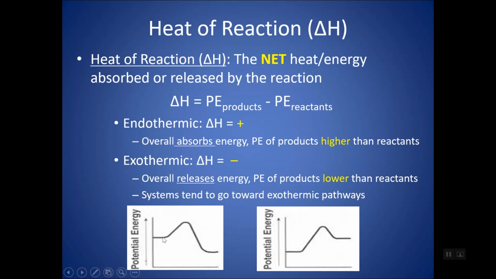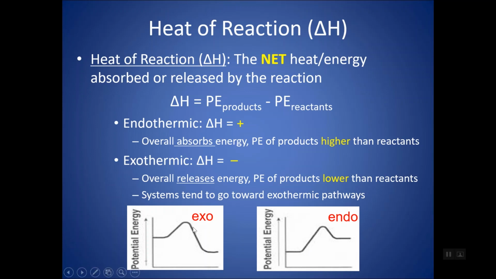So if I look at these, reactants, products. If I notice here, the reactants are higher than the products. Overall, I am releasing energy. So this would be exothermic. If I were to subtract products minus reactants, the products are lower, I would get a negative delta H. And look at this one. Overall, the energy is going up. So overall, this is endothermic, and my delta H would be positive. If I were to subtract my products minus my reactants, I would get a positive value for delta H.